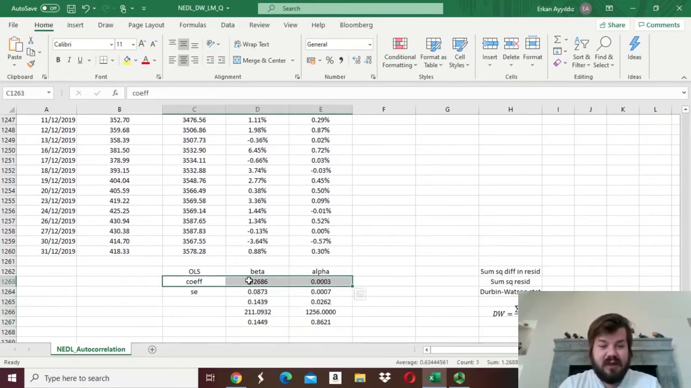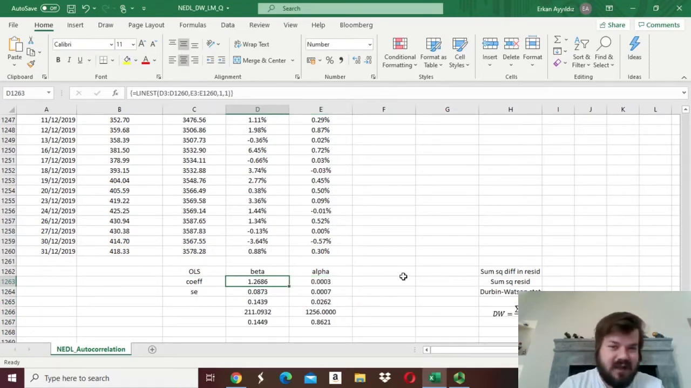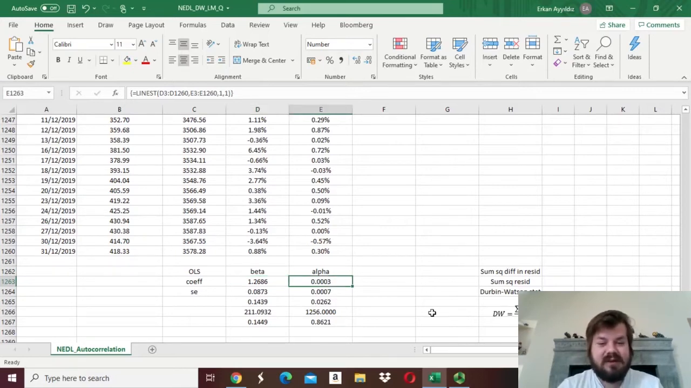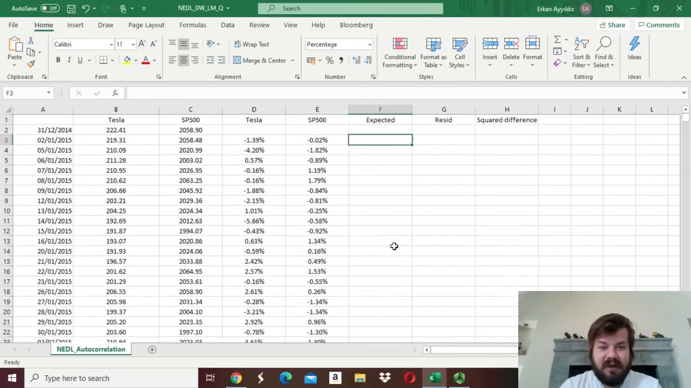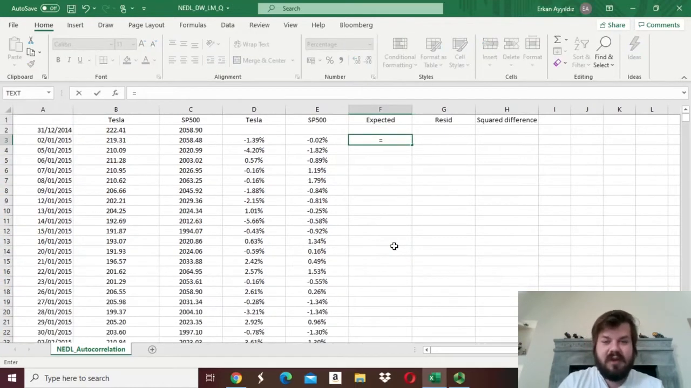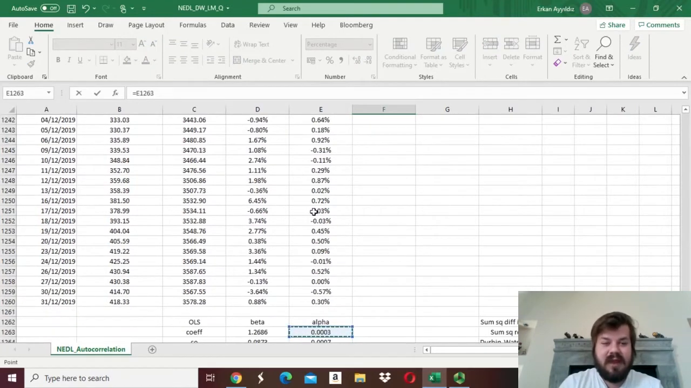The coefficients are presented in the first row, so we have beta here of 1.27, so we can already see that Tesla, as per this estimation, is riskier than the market in general, that is quite commonsensical, and it has a slightly positive alpha, so no surprises here. So what do we have to do to be able to apply the Durbin-Watson stat? Actually, we're quite close to being able to apply it right now. We just need to calculate the expected returns as per this estimation and the respective residuals, and then we'll be good to go.